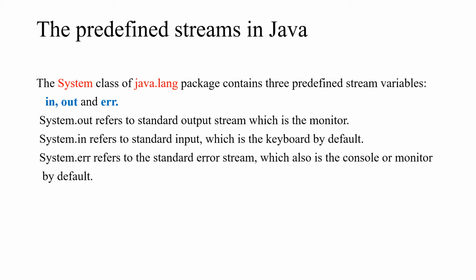There are some predefined streams in Java, and these streams are defined in System class, which is available in java.lang package. The java.lang package is the only package which is automatically imported whenever you are running a Java program. Various streams defined in System class are in, out and err. System.out refers to monitor. System.in means keyboard. System.err refers to standard error stream or monitor.